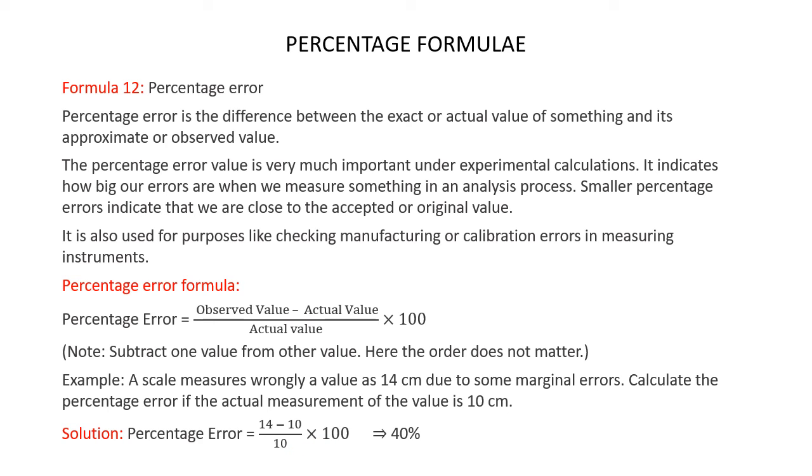In the numerator, it is the difference between the observed and the actual values. In the denominator is the actual value. So, percentage error is equal to 14 minus 10 divided by 10 multiplied by 100, which is 40%. So, the percentage error is 40%.